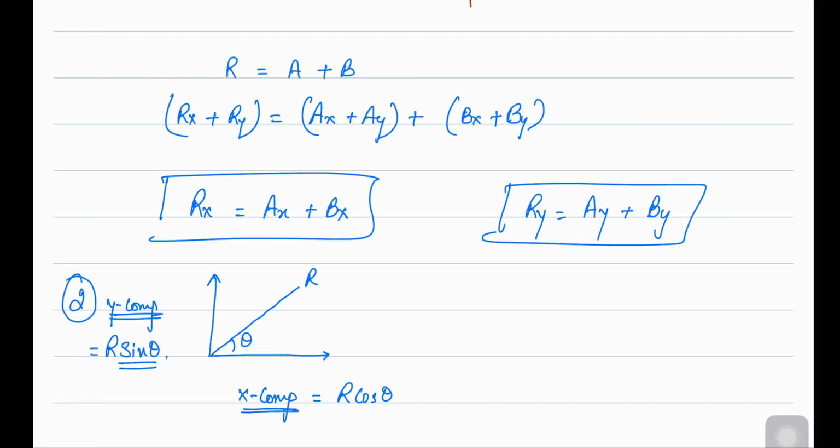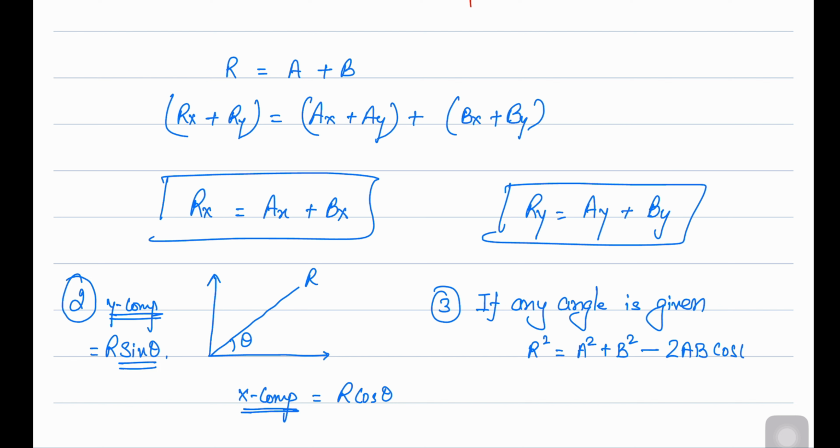Okay. And the third and last thing is how to solve the resultant value. It means if any angle is given, your equation is r square equals a square plus b square minus 2ab cosine theta. Okay, these are the things. Now you will understand when you solve the questions. Let's start the question.